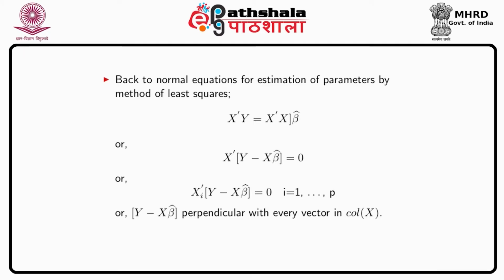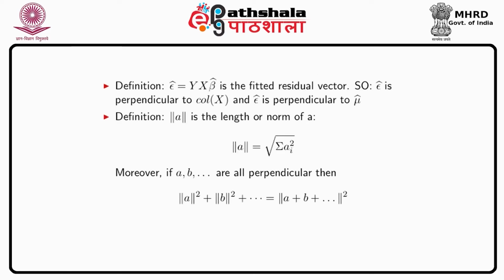So for each of these i's, we can write xi prime multiplied by y minus x beta hat equals 0, which means that y minus x beta hat is orthogonal to each of the vectors of the columns of x, because when we take the dot product or the inner product of these two, we were getting 0, as we can see in the previous step.